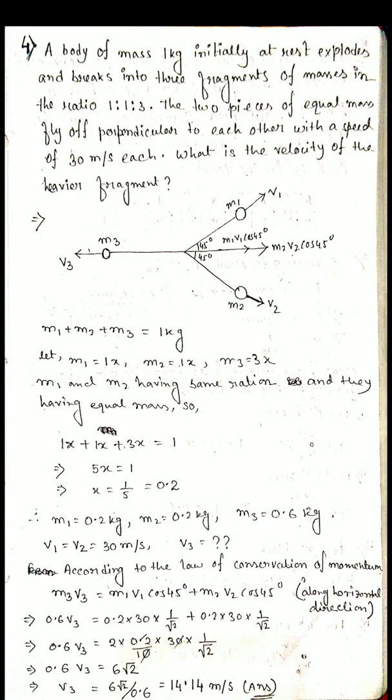Okay, along the horizontal direction, according to the law of conservation of momentum, m1 v1 plus m2 v2 equals m1 u1 plus m2 u2. So m3 v3 equals m1 v1 cos 45 degrees plus m2 v2 cos 45 degrees. Now if you put in these values, with cos 45 degrees as 1 by root 2, and solve this, you get the value of v3 as 14.14 meter per second. Clear? Okay.